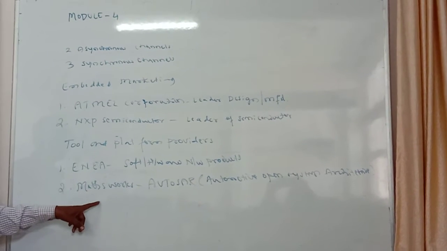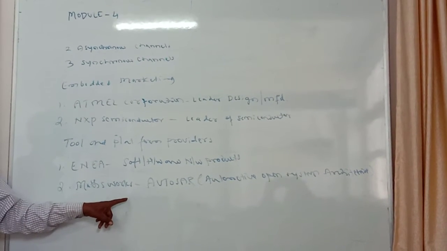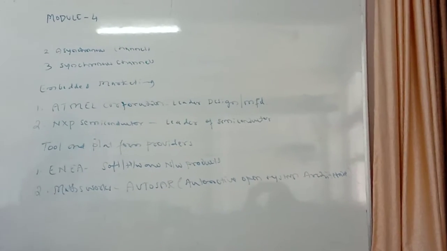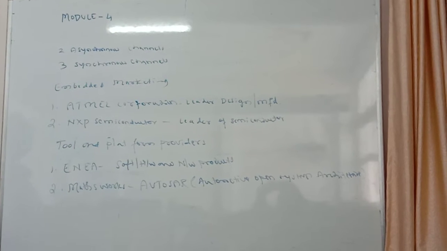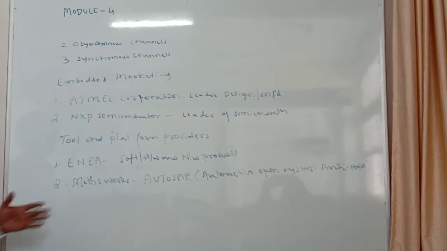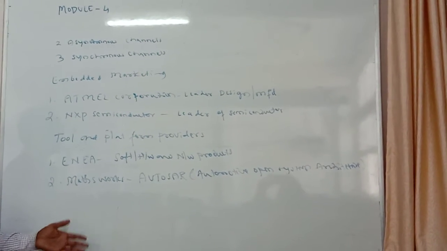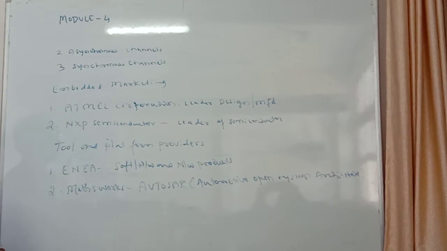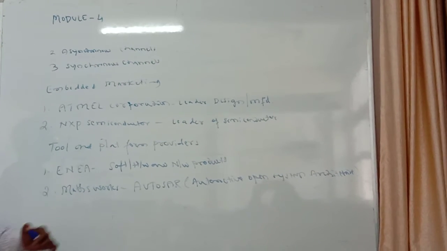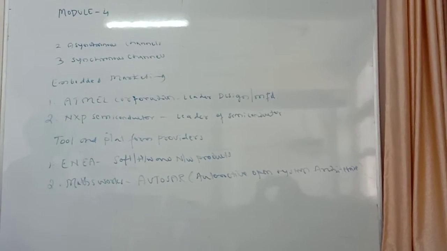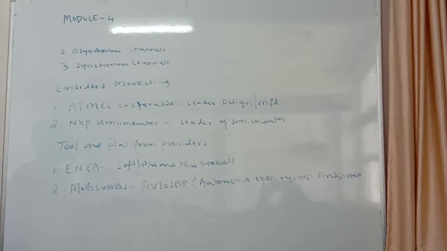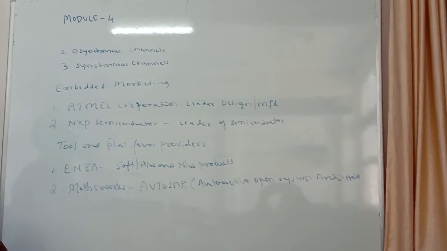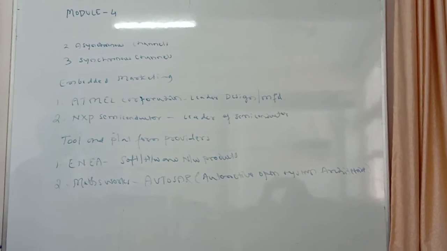Then another important company is MathWorks. MathWorks means AUTOSAR, Automotive Open System Architecture. It is also one of the important tool providers. Tools may be software or hardware. They provide hardware as well as software solutions to the customers. They provide all the hardware as well as software facilities, and only then do the customers purchase the products, the embedded systems.